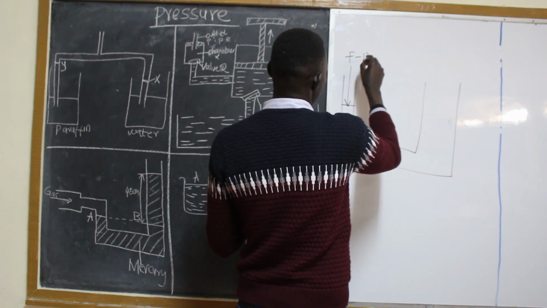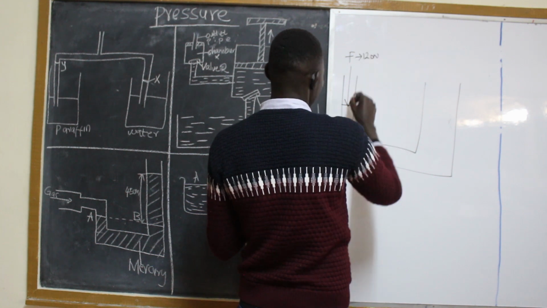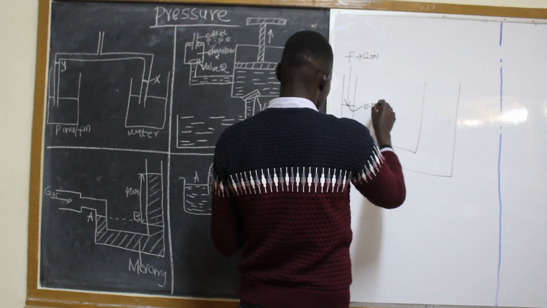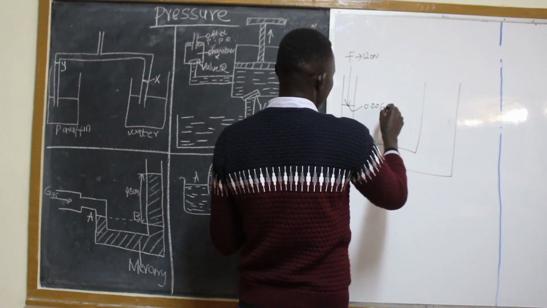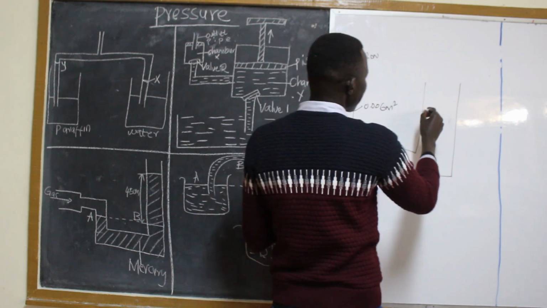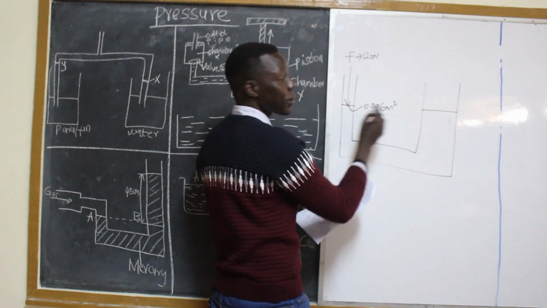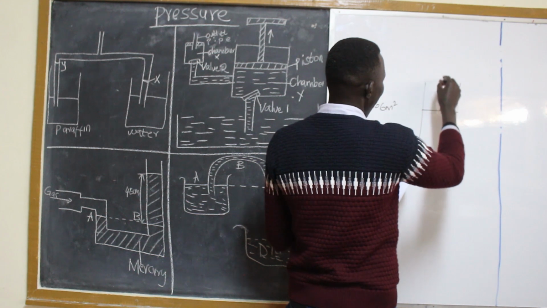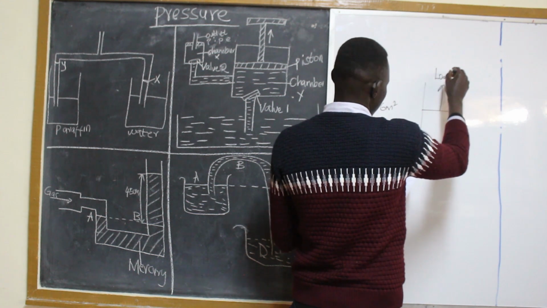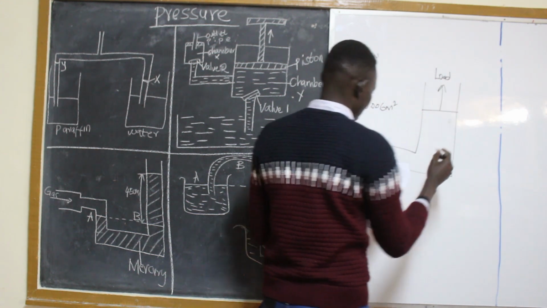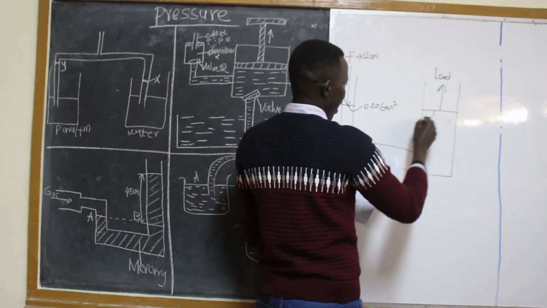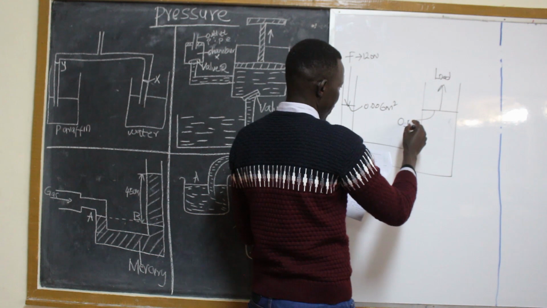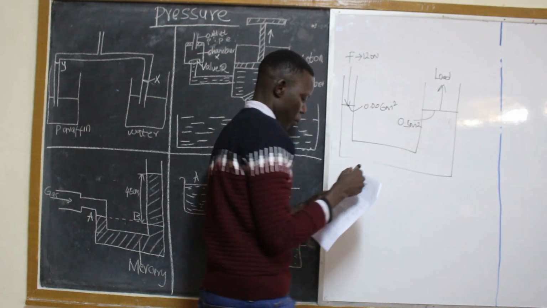We have a force of 120 newtons. Cross-section area is 0.006 meters square. And on the same level, we have a load to be lifted up. This load, we need to calculate it. Then the area here is 0.5 meters square.